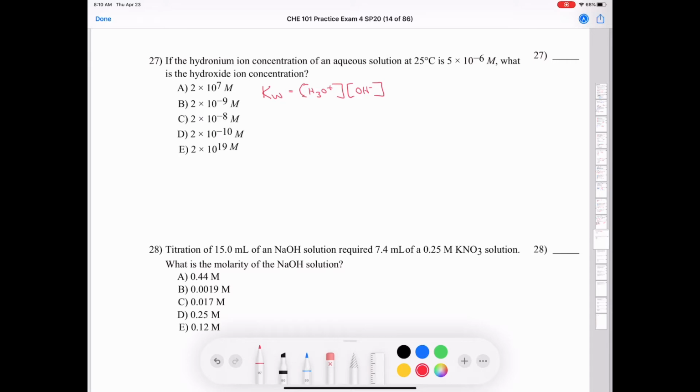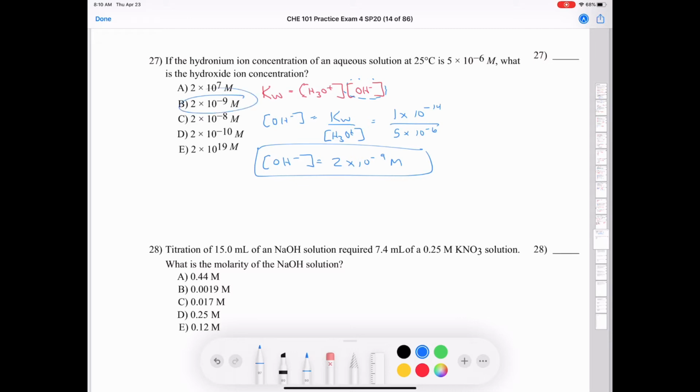We can solve that for the concentration of hydroxide. We just have to do some simple algebra, and the concentration of hydroxide is going to be equal to the Kw divided by the concentration of our hydronium. We can plug in some numbers. 1 times 10 to the minus 14, that's our Kw value. You need to have that memorized. And we're going to divide that by the hydronium ion concentration, which is 5 times 10 to the minus 6. And we get that the concentration of our hydroxide is equal to 2 times 10 to the negative 9 molar. There we go. B.